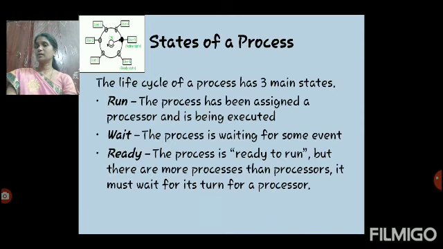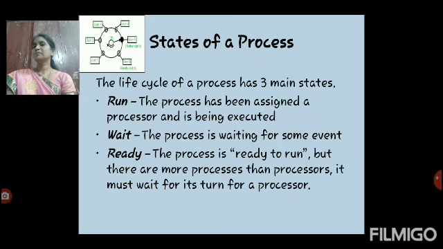Now, early on I said we will also see the states of a process. So we see the states of a process. A process is an activity that executes a program, right? So that is a process. A process will be carried out by the processor, that is the CPU, right? So we see the life cycle of a process. There are 3 main states in the life cycle of a process, namely run, wait and ready.